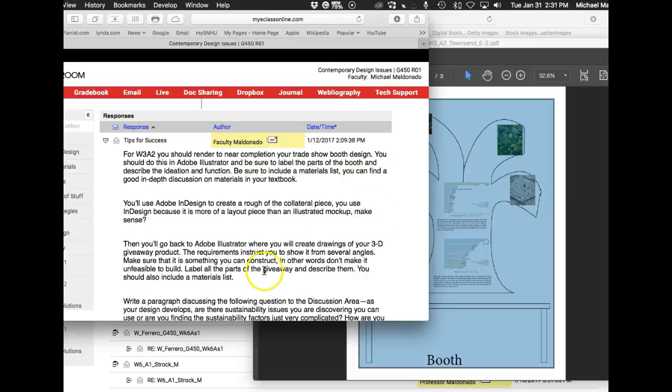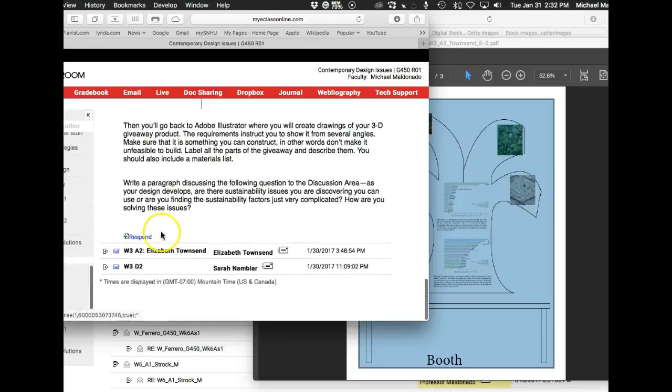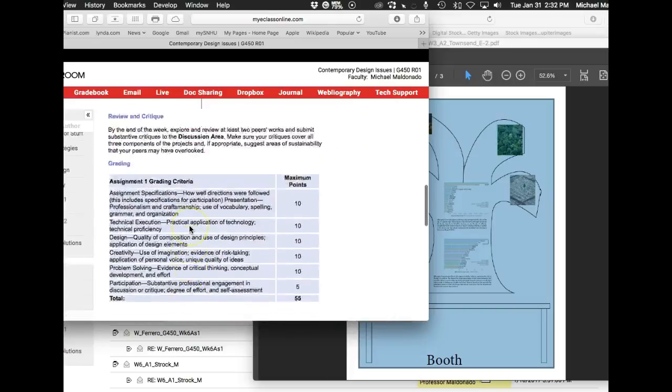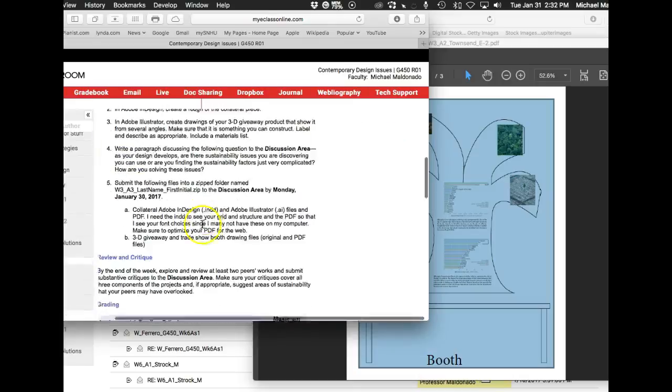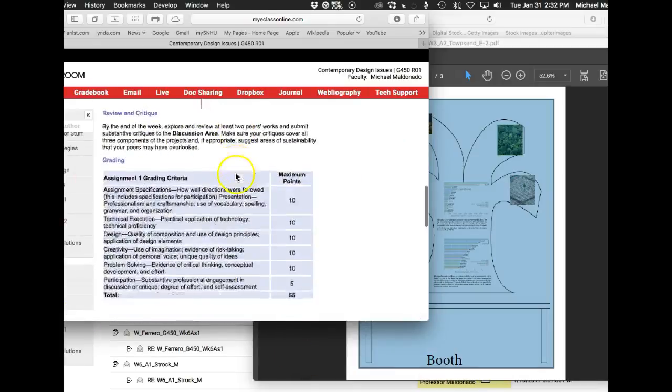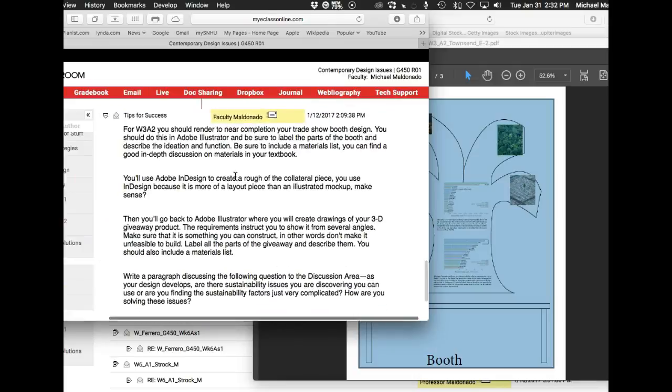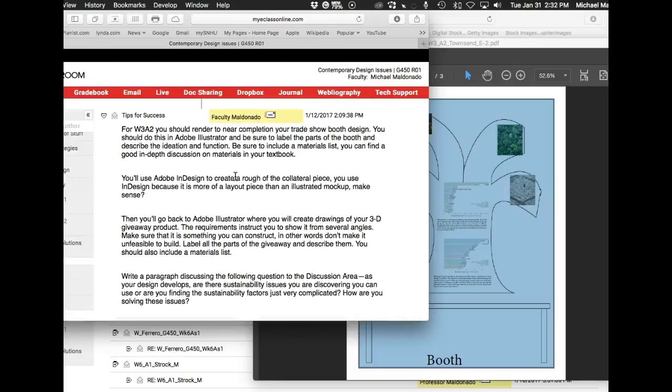I'm not making up anything here. These are all based on the steps to success from the course lecture. So for example, this is based on this. Okay, so nothing new here. I'm not sneaking new requirements or pulling any requirements here. I'm just really describing things as they should be. So this says you should do this in Adobe Illustrator. Be sure to label all the parts of the booth and describe the ideation and its function.